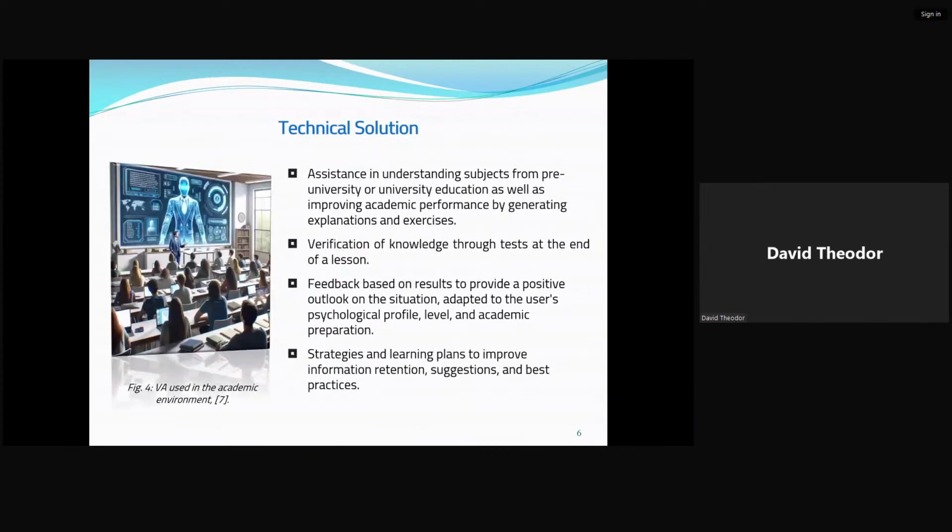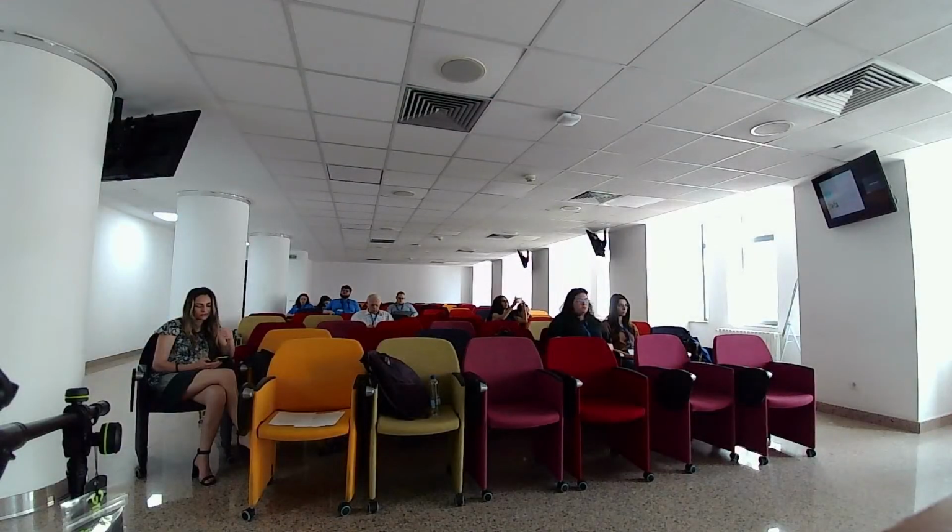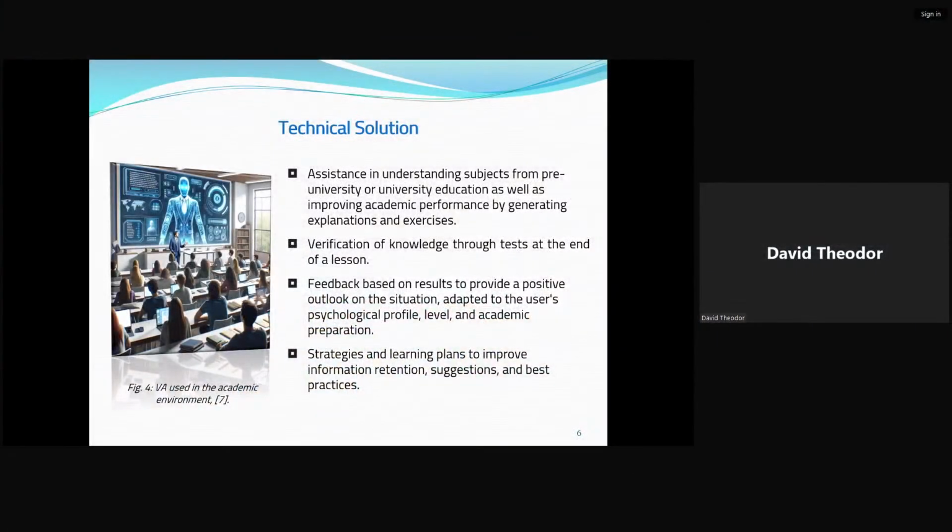My technical solution that we have thought about when designing this application, this project, is the assistance in understanding subjects from pre-university or university education, as well as improving academic performance by generating explanations and exercises, verification of knowledge, as I mentioned before, through tests and quizzes at the end of a lesson or at the end of a time frame. It depends on how the subject is structured. And also feedback based on results to provide a positive outlook on the situation, adapted to the user's psychological profile, level of education, and academic preparation.